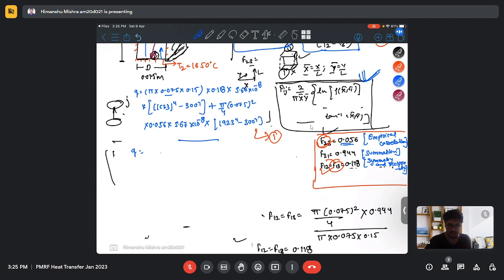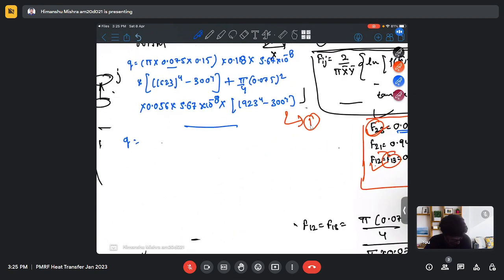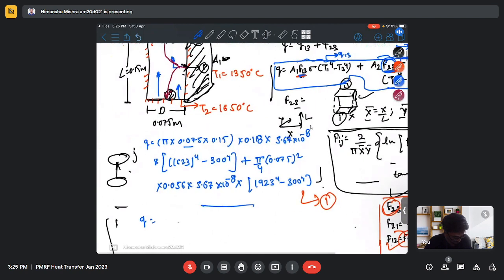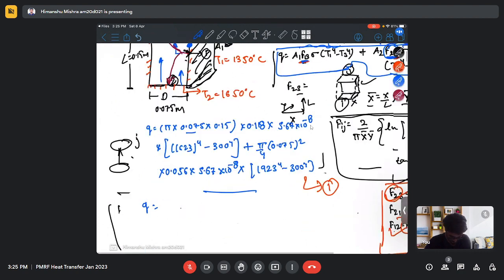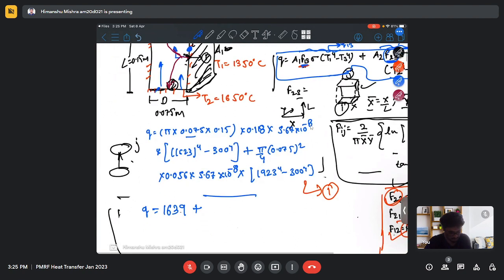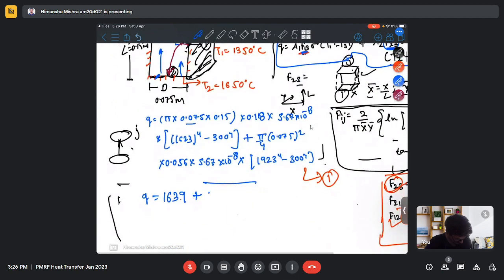So on calculating this, we will get the heat transfer from surface 1 to surface 3 as 1639 watt, and from the bottom surface 2 to the top imaginary surface 3 will be around 191 watt. So my total heat transfer will be 1830 watt. So this will be my total radiation heat transfer.